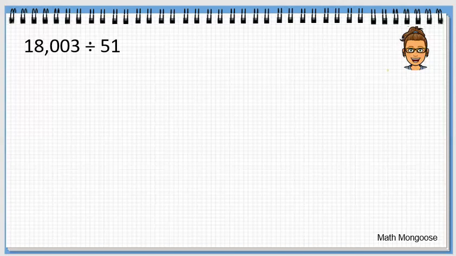18,003 divided by 51. This one, if we were doing it the other way, we'd get very scared because we see, oh, look at all those zeros. What am I going to do? But you don't have to worry. Let's go. 51. And then we put the 18,003.